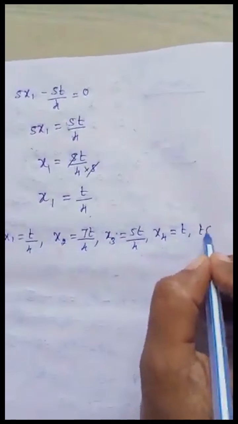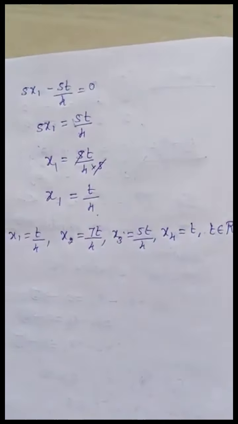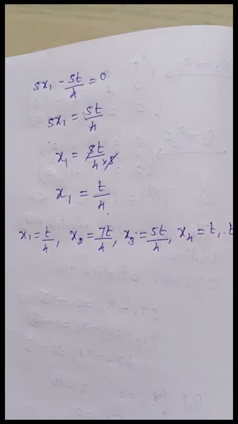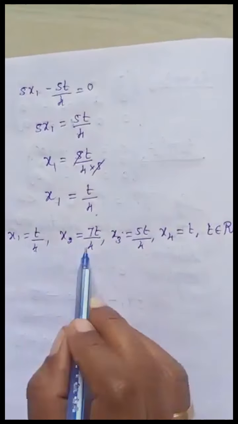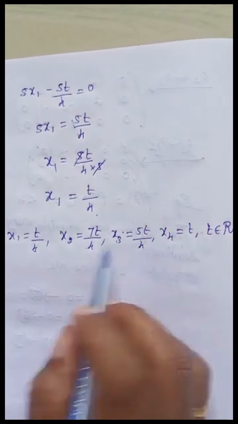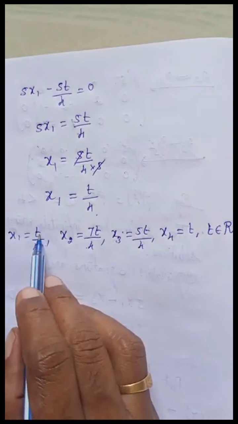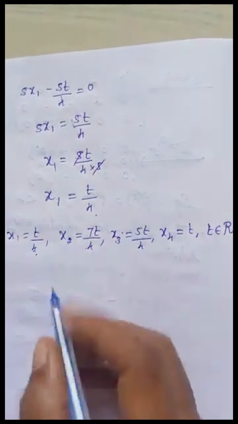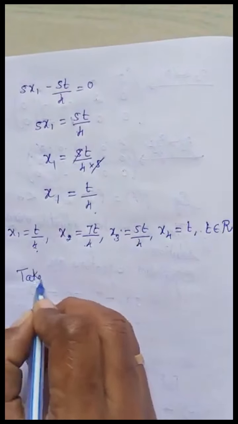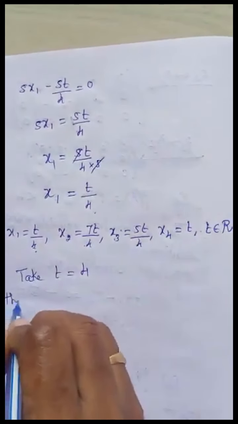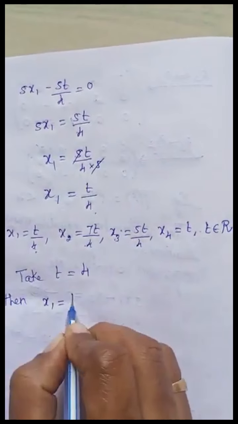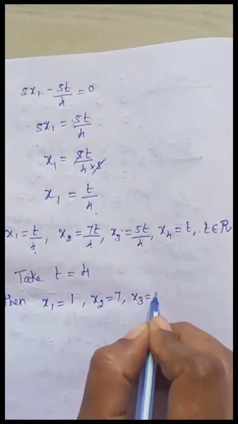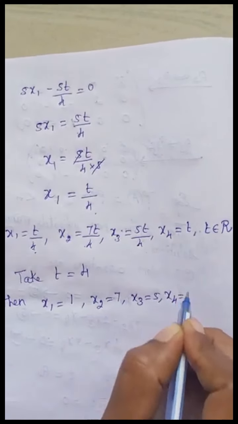We know that t belongs to real numbers. But we have to give any one of the values, isn't it? We have many values, at least one value we have to give. Say, since all the denominators are 4, I am taking t is equal to 4. If I take t equal to 1, we will get fractions. T equal to 2 also we will get fractions. So I am taking t is equal to 4. Then x1 is equal to 1, x2 is equal to 7, x3 is equal to 5, and x4 is equal to 4.